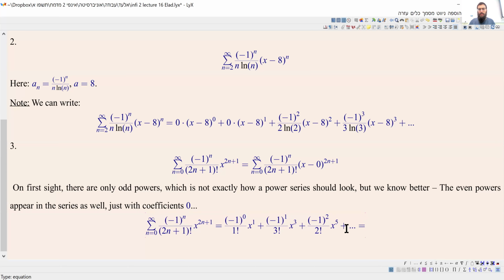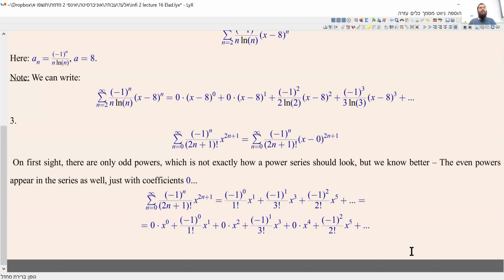Well, you can write it down as 0 multiplied by x to the power of 0, plus 0 multiplied by x to the power of 2, plus 0 multiplied by x to the power of 4, and plus, etc., etc.